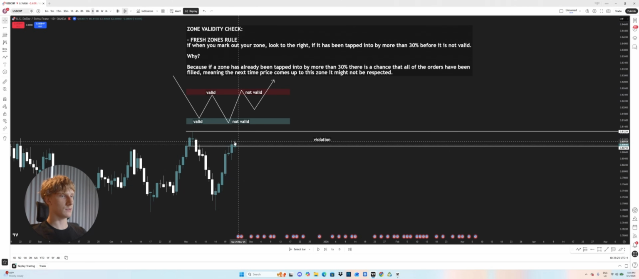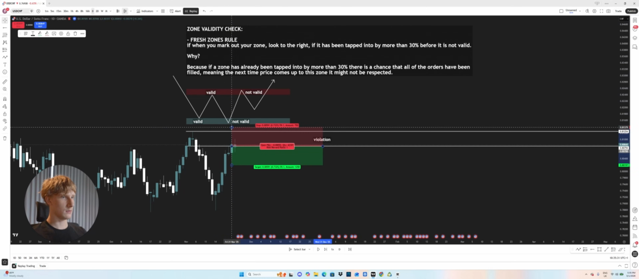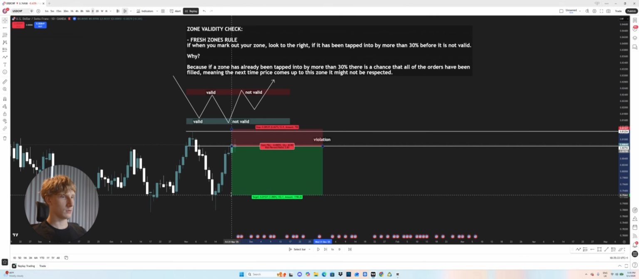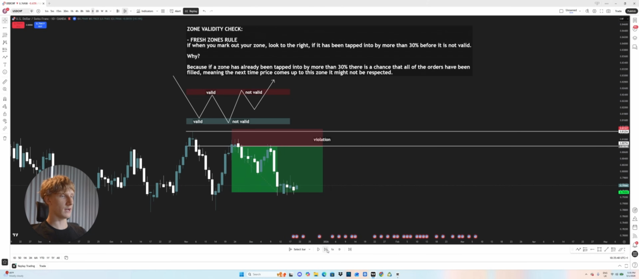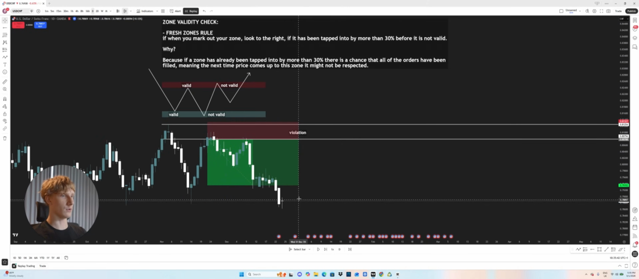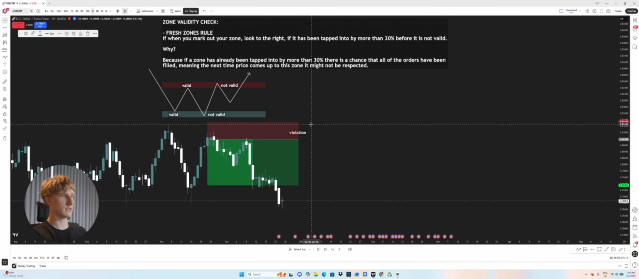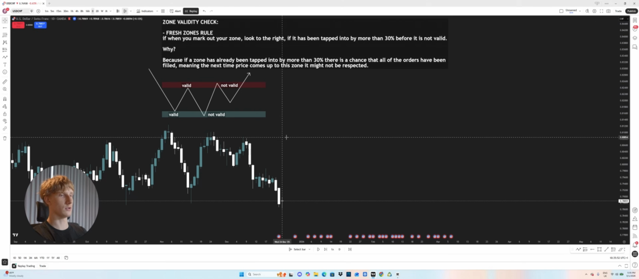Now price is tapped in to this zone more than 30%, which means that, cool, we may be in a trade right here. However, because price is tapped in more than 30%, we will not be looking to trade again when price comes up to this zone. So after this position, this zone right here is no longer valid. However, as we can see, because it's no longer valid, what does that mean? We need to look for a new potential supply level.